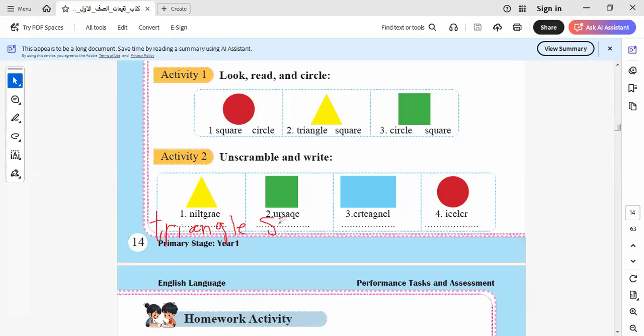Square, here is square. Here is rectangle. Here is rectangle. Here is circle. Here is rectangle, square, and circle. Okay. Let's go to another one.